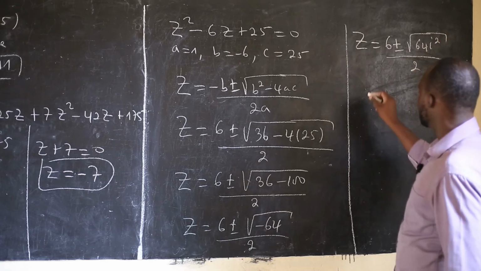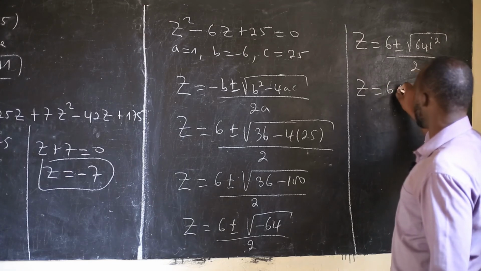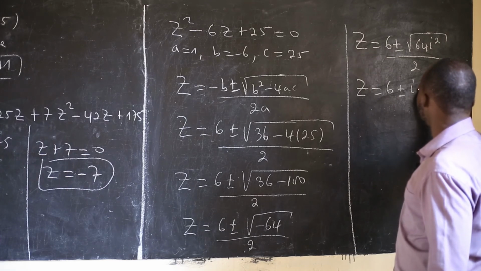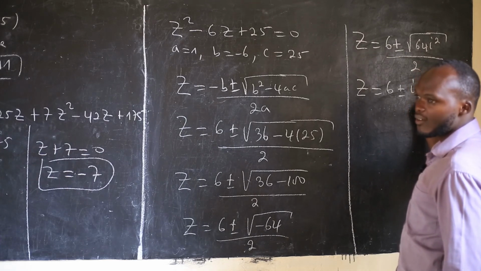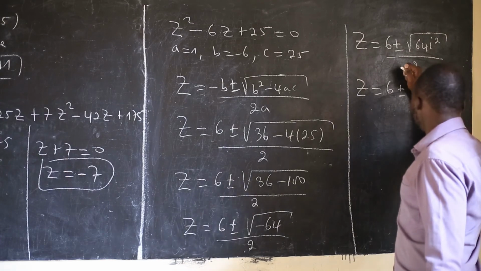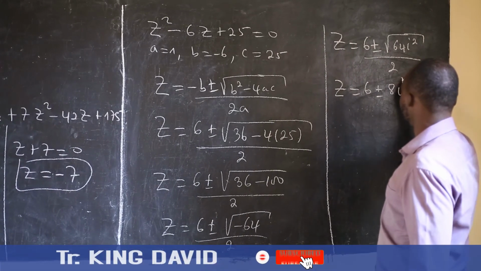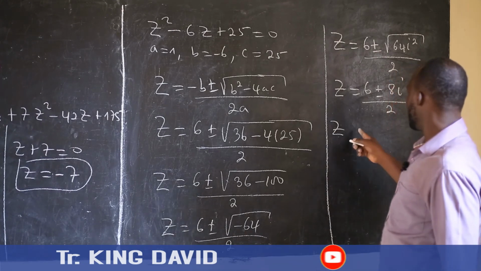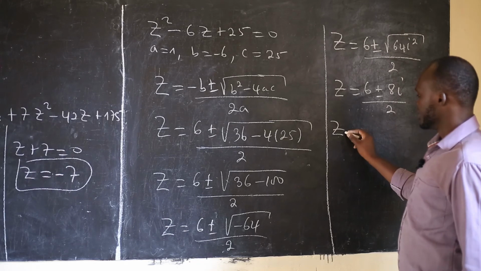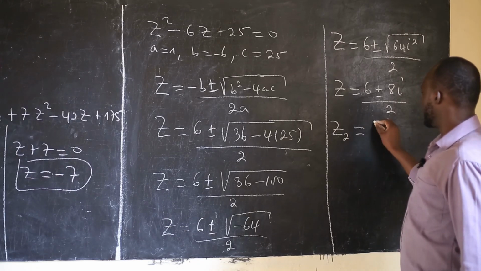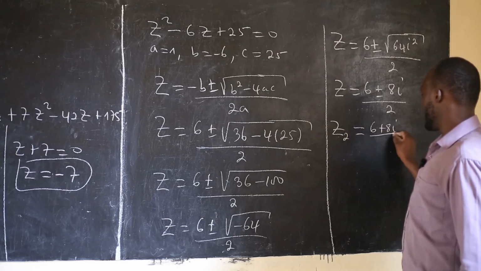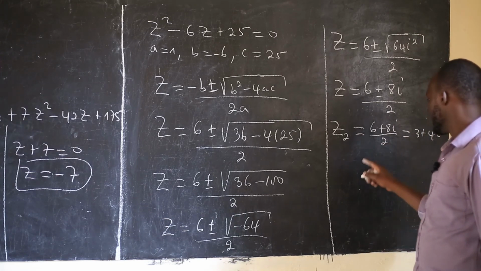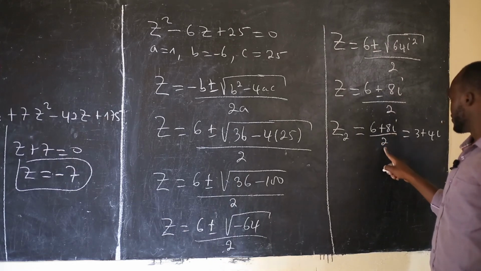So z will be equal to 6 plus or minus, you know, the square root of i squared is i, and the square root of 64 is 8. So we're going to get 8i divided by 2. Let me call it z2. We're going to take 6 plus 8i, we divide by 2. The answer is 3 plus 4i. 6 divided by 2 is 3, 8 divided by 2 is 4.